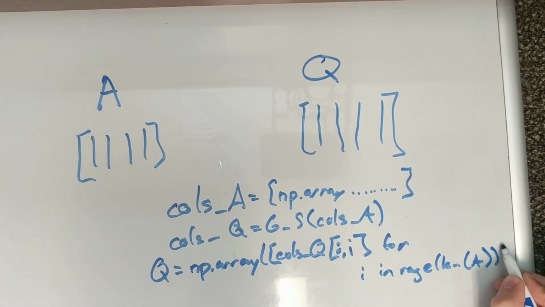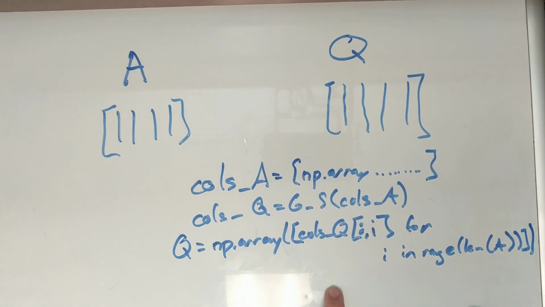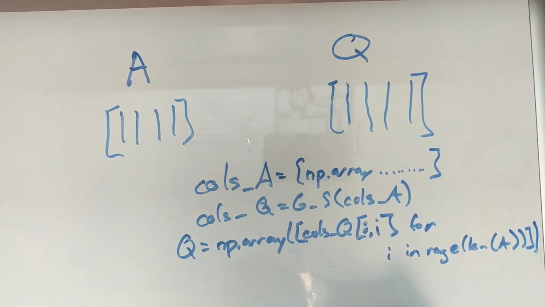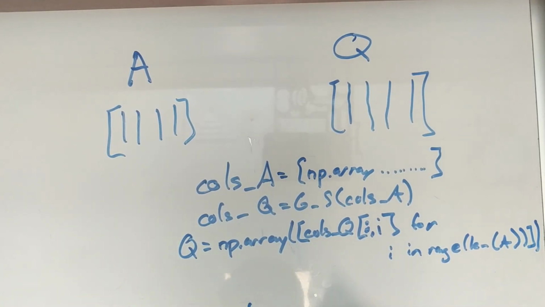Sorry for the two separate lines there. But that will get your Q based on your columns. And it's doing something similar to the transpose, but because of the whole np.array versus list, this is the way that I would write it instead. And so once we have Q, we can figure out R just by doing the transpose of Q times A.